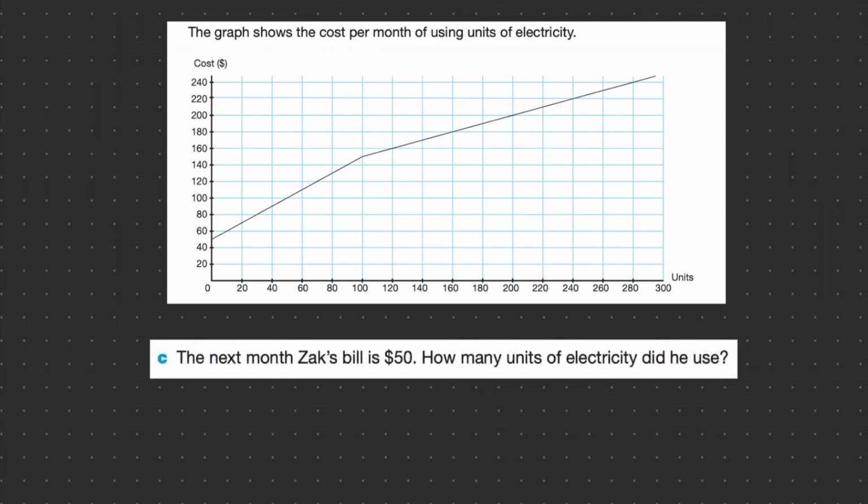Part C is very similar to part B, where we're starting off with a cost, and we're trying to find the number of units used. However, in this case, we'll see that $50 is in fact where my line crosses the y-axis, or the cost axis. That means the units number for that position is going to be 0. So this graph then shows us that even if we used no electricity in a month, we'd still be charged $50.